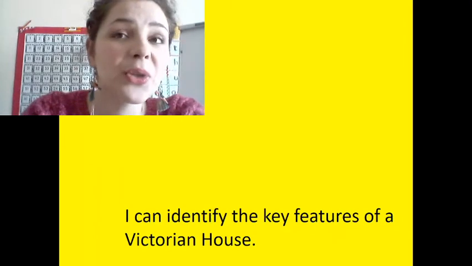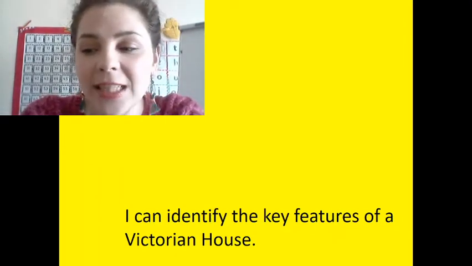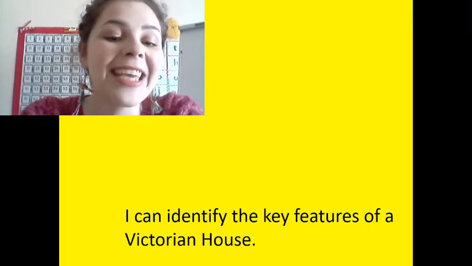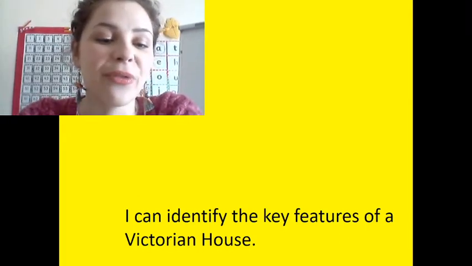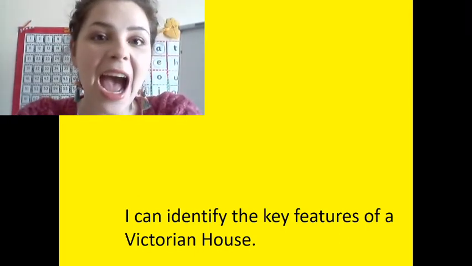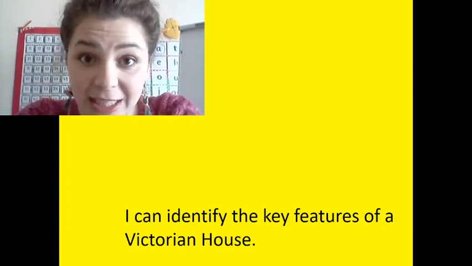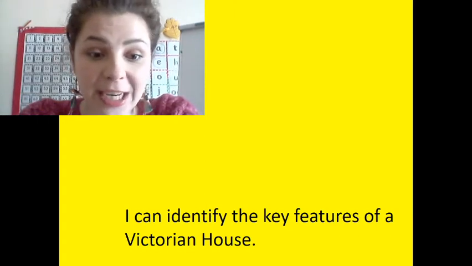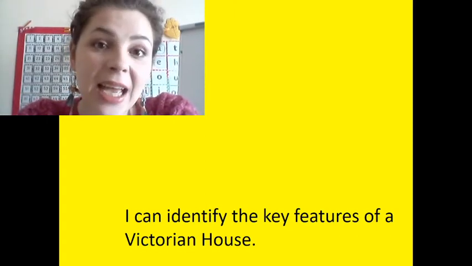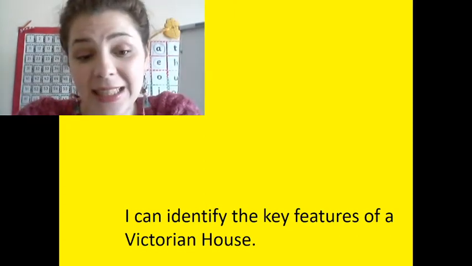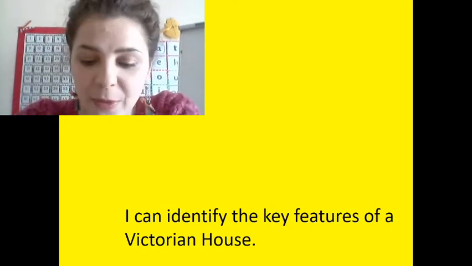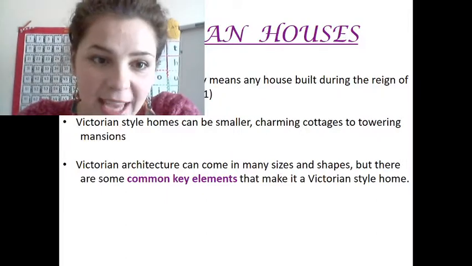So what we want to learn today, we want at the end of this class to be able to say, I can identify the key features of a Victorian house. Okay, so we want by the end of this class to know what some parts of a Victorian house are which make this kind of house different to another type of house. For example, a Tudor house, yeah?